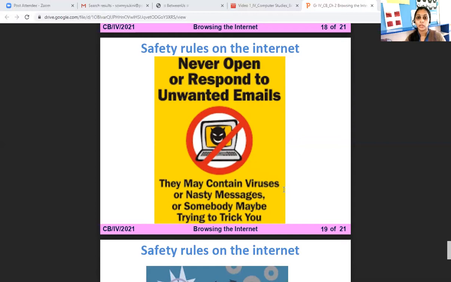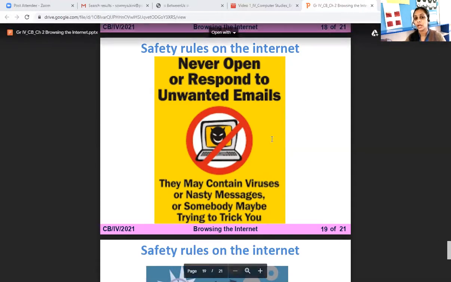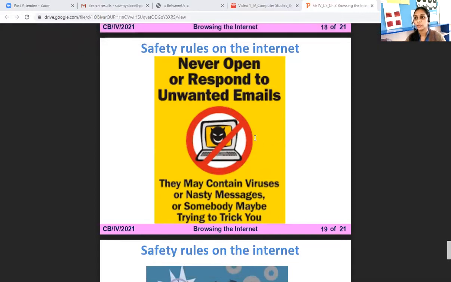Or someone did this, got the call and gave information, and whatever amount or balance they had in their bank account, everything was nil. Someone has withdrawn the money. We see this information in the newspaper or hear it, and it's common nowadays. How is this possible? It is possible by just responding to unwanted or unauthorized emails.